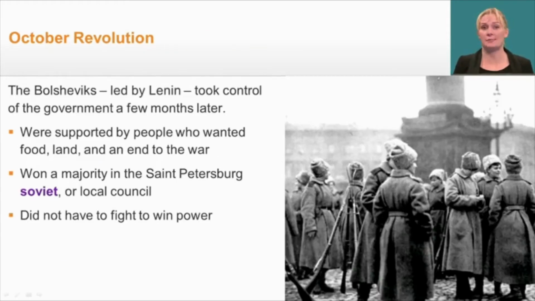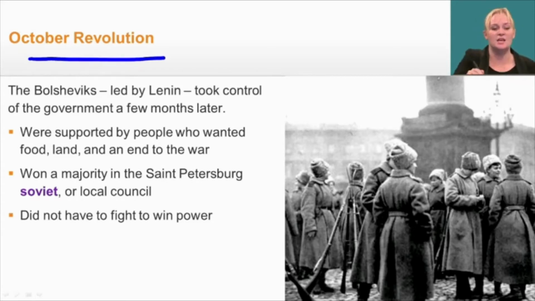You remember earlier when we were talking about the February Revolution, and I told you that it was one of two revolutions that happened that year. Well, now we're going to talk about the other one. This is the October Revolution, and this is when the Bolsheviks, who were being led by Lenin, took control of the government a few months later.